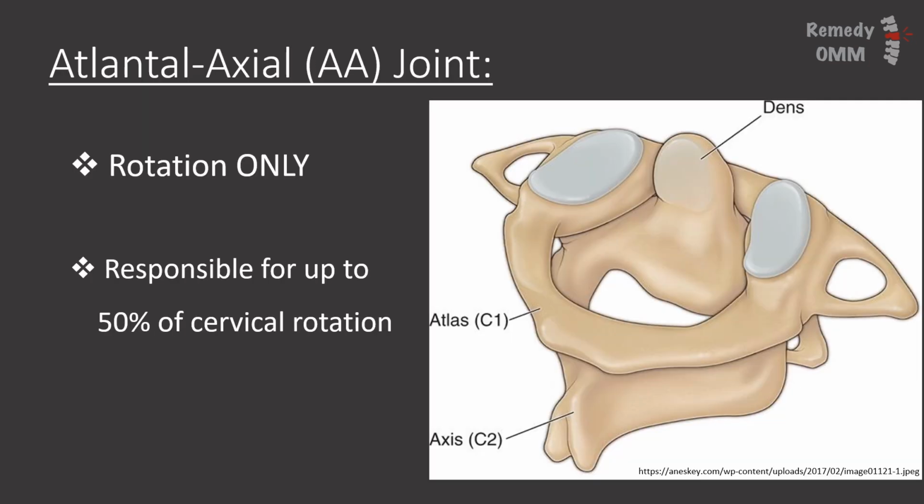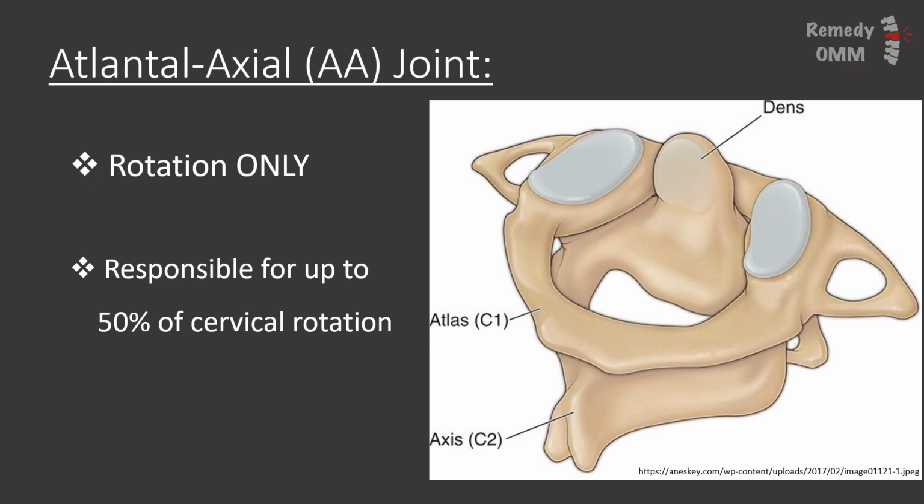The second set is the atlantal axial joint, or atlantoaxial joint. This is the articulation between C1 and C2. C2 is also known as the axis, hence the name atlantal axial joint. C2 is without a doubt the most unique structure of the entire spine. As you can see in the image, C2 has this prominence here that protrudes upwards and goes into C1. This structure is known as the dens.